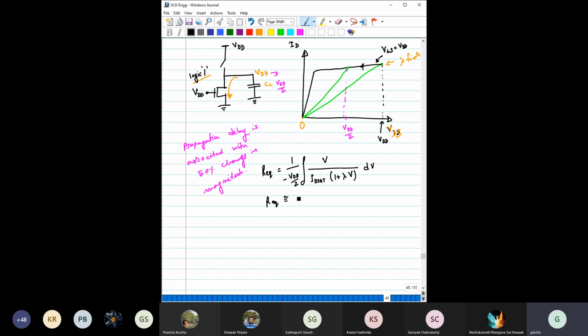If you complete this, we get something like ID sat into 1 minus 7 by 9 lambda VDD. Here lambda is not equal to 0, because it is not parallel. Due to the short channel effect, the channel length modulation parameter is not equal to 0. Considering that, R equivalent can be written in this way.